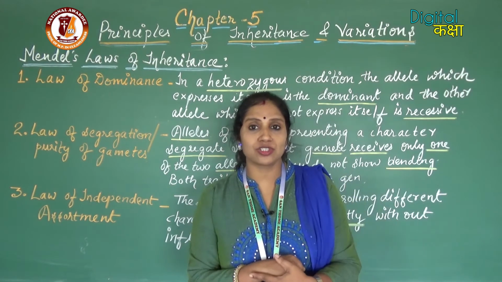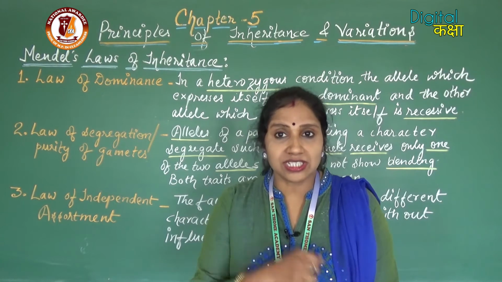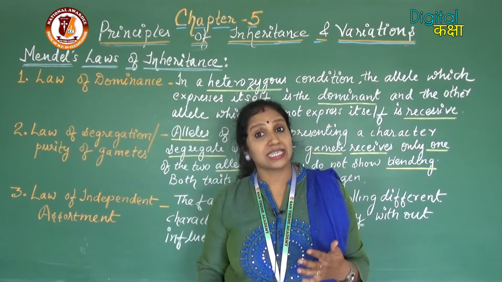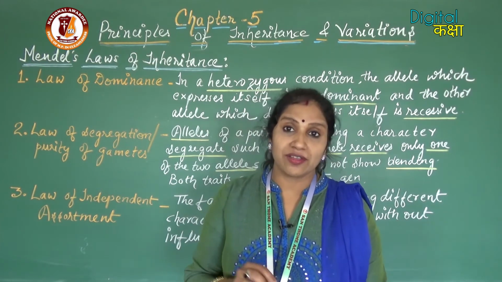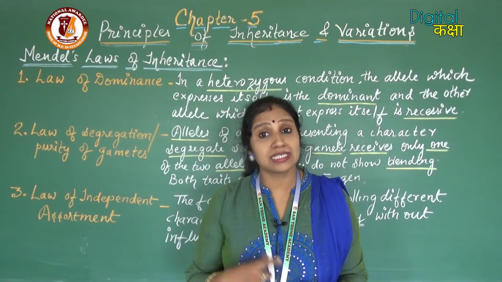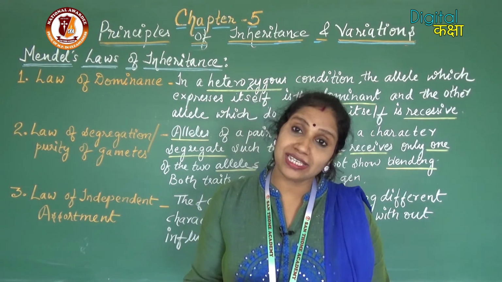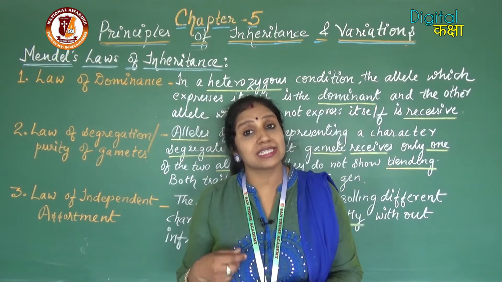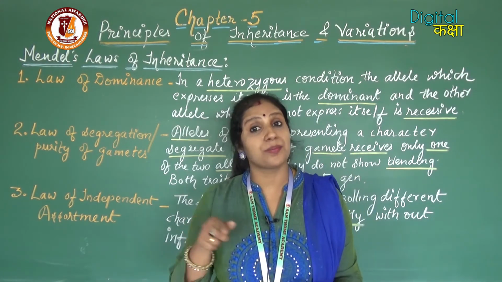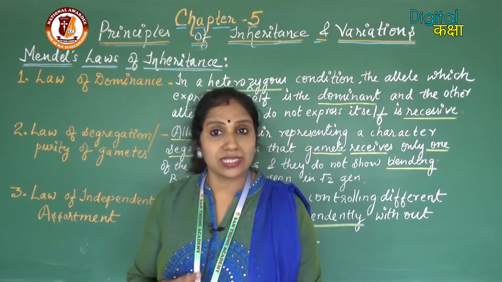Now let's again go back to the monohybrid cross. You have seen that in the F1 generation you have got all the tall plants, but in the F2 generation the ratio was 3:1. 3 tall plants and 1 dwarf plant. So here the recessive trait is able to express itself in the F2 generation, which was suppressed in the F1 generation. Okay, so how does this happen?